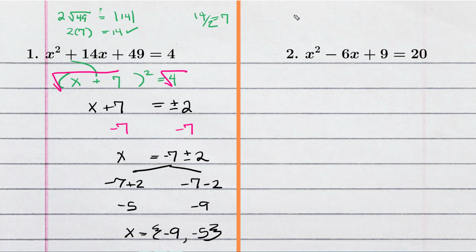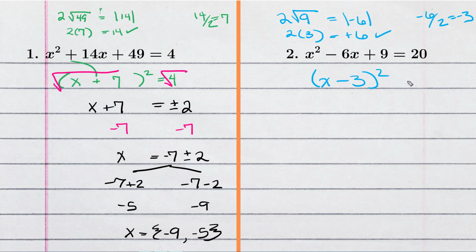And so we want to see, is 2 times the square root of 9 equal to the absolute value of negative 6? So 2 times 3 is equal to negative 6, or equal to positive 6, and that is true. So that means I factor it. It's going to be x, because the square root is first, and negative 6 divided by 2 gives me negative 3, which is what I put next, is equal to 20.